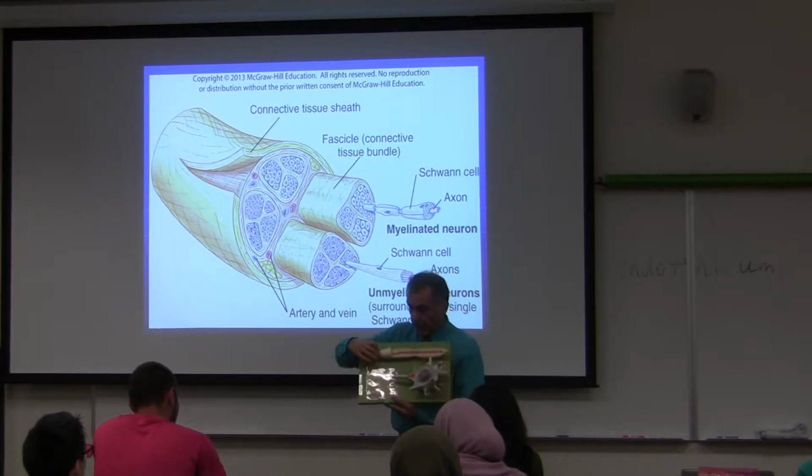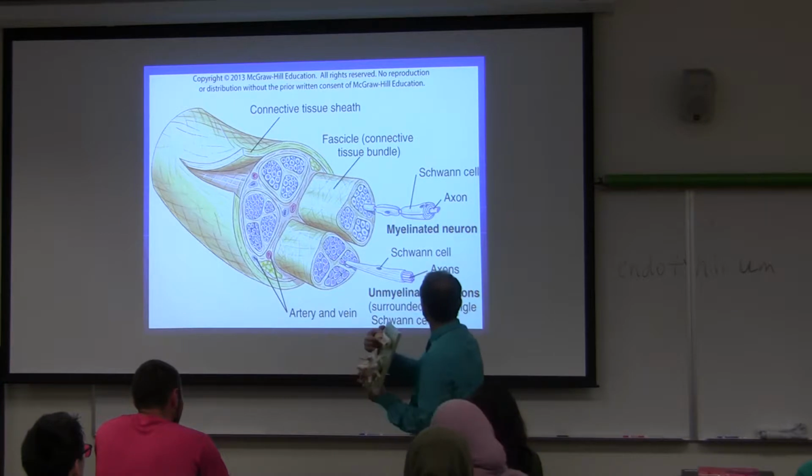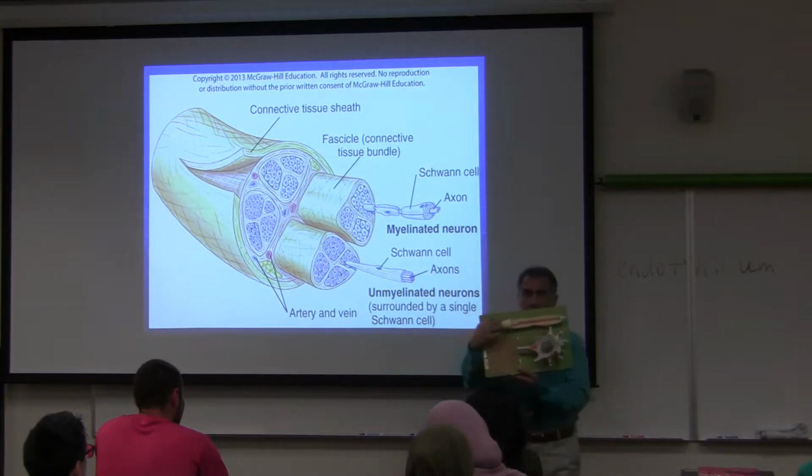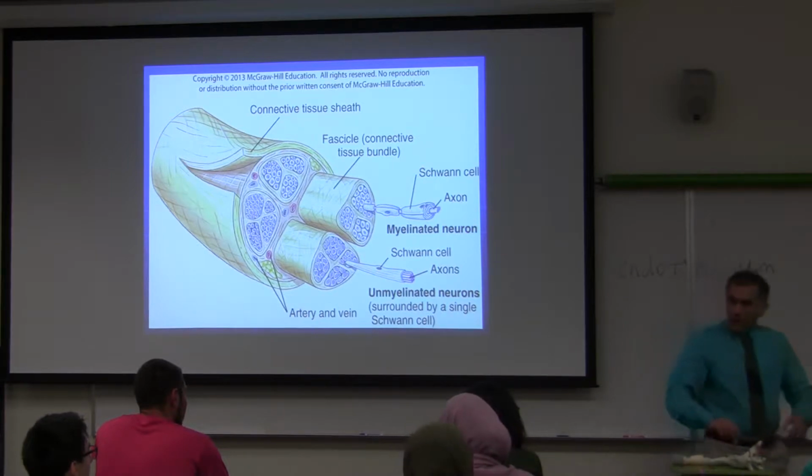Okay, and in between the Schwann cells is called the node of Ranvier. It's not here. Next slide. Okay, this is the node of Ranvier. This is the node of Ranvier. Why is that? Hold on to your pants.